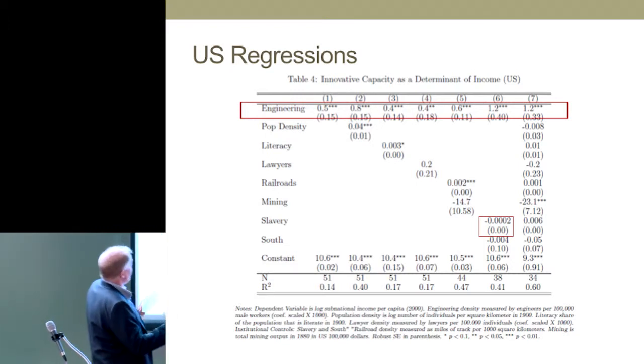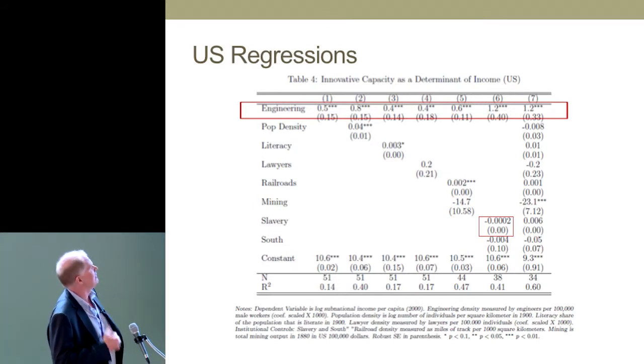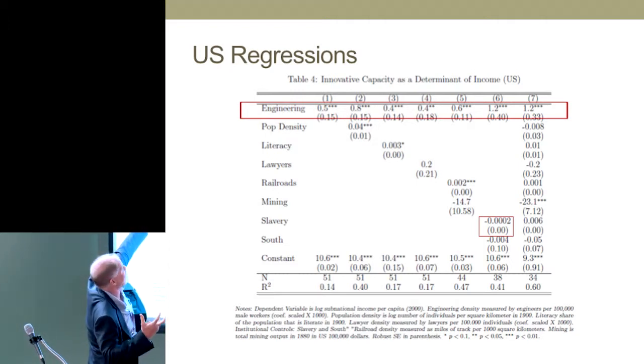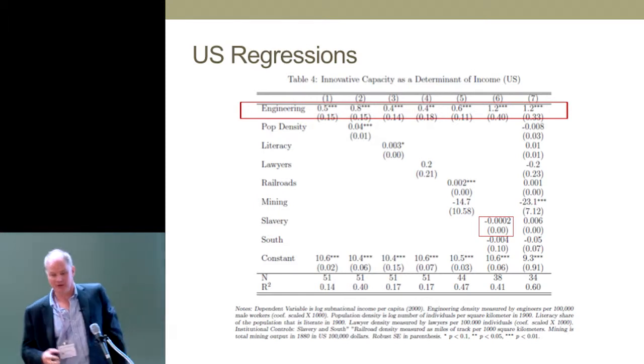So again, 51 observations. Maybe you don't want to bet your entire development strategy on that. Nonetheless, within the United States, it seems like controlling for things like railroads and lawyers, which are capturing other higher order human capital, something is surviving here that is particularly captured by our engineering variable.